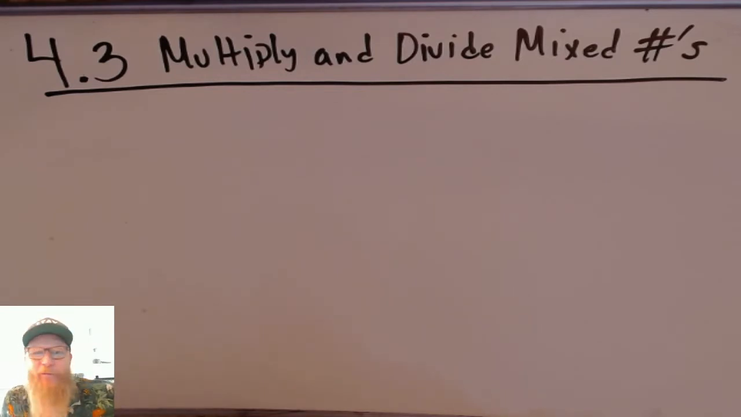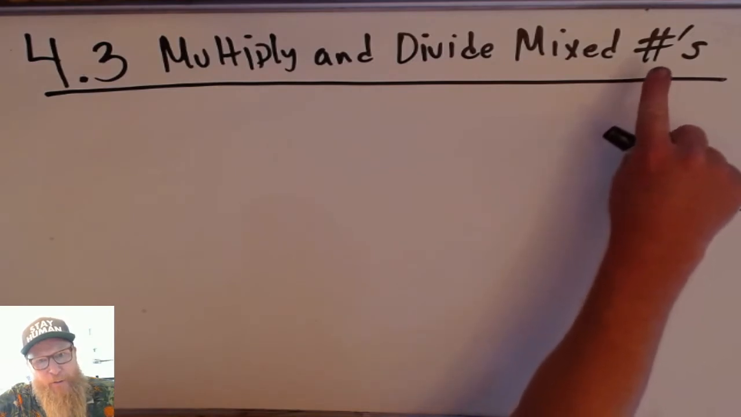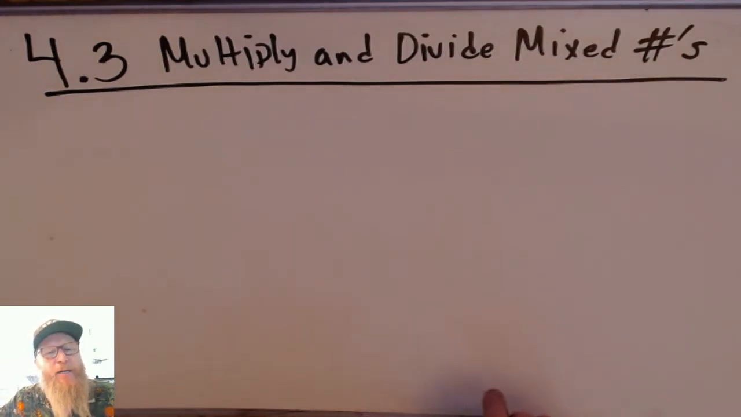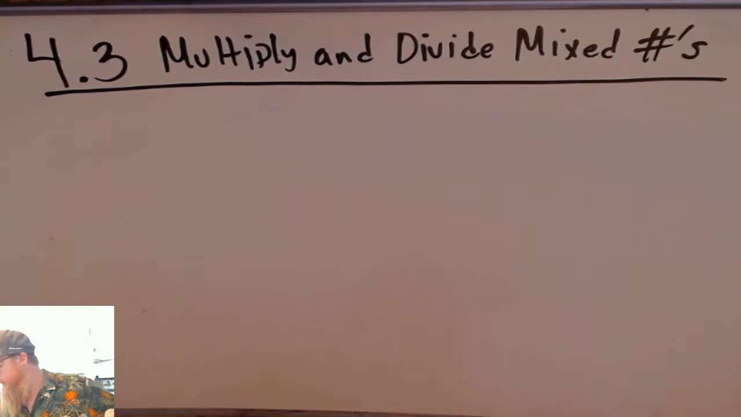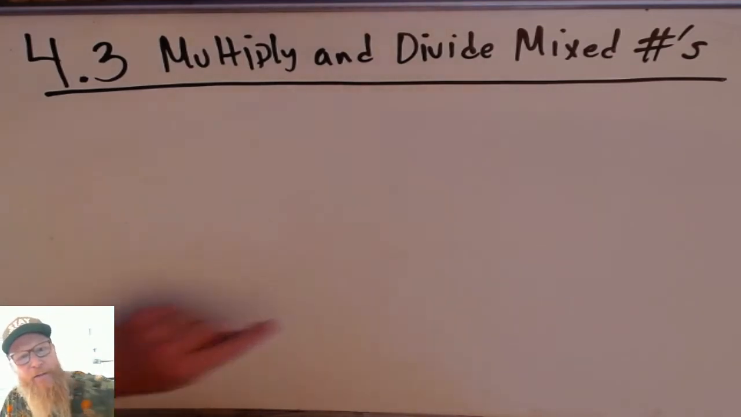4.3. We're moving right through chapter 4. Multiplying and dividing mixed numbers. I didn't have room to write the whole word numbers, so I'm using the old-fashioned number sign. I guess they call it a hashtag now, but I still refer to that as a number sign.